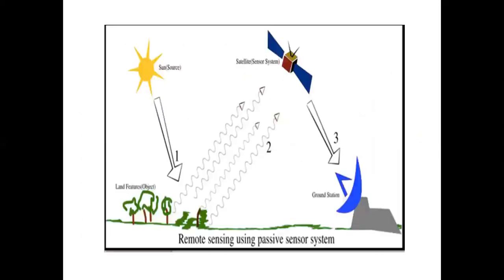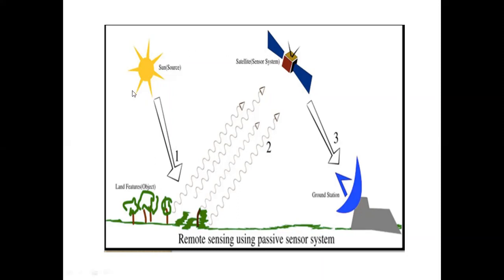In the next image, there are two types of remote sensing. When we go deeper we will see that, but first we need to see what the two different types of remote sensing are. The first one is passive remote sensing. Passive remote sensing means what? We use the natural source of energy and collect the information reflected from the earth surface and sent towards the ground. It is called passive remote sensing.